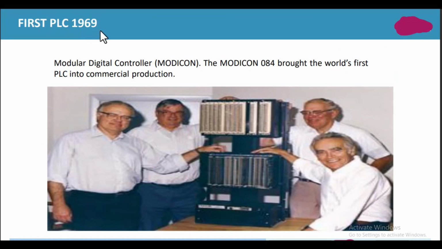First PLC, 1969. The modular digital controller Modicon. The Modicon 084 brought the world's first PLC into commercial production. This was the first PLC, which we can see was very large in size, and its characteristics and functions were very few. But with the passage of time, its modifications brought a change in its functions and characteristics, and also reduced its size. And we have a PLC nowadays that is very small and very compact, and has a very large number of functions and characteristics.